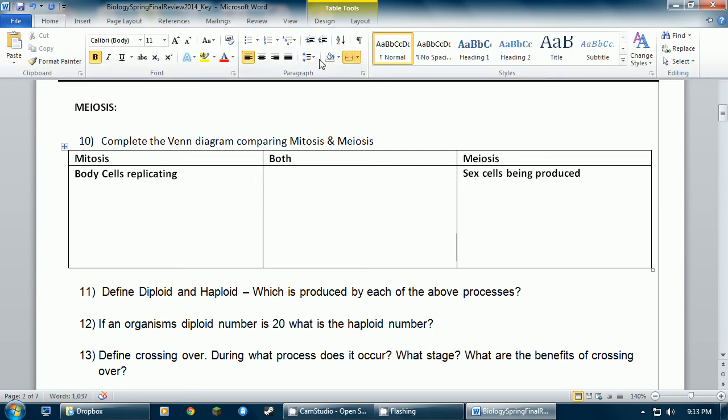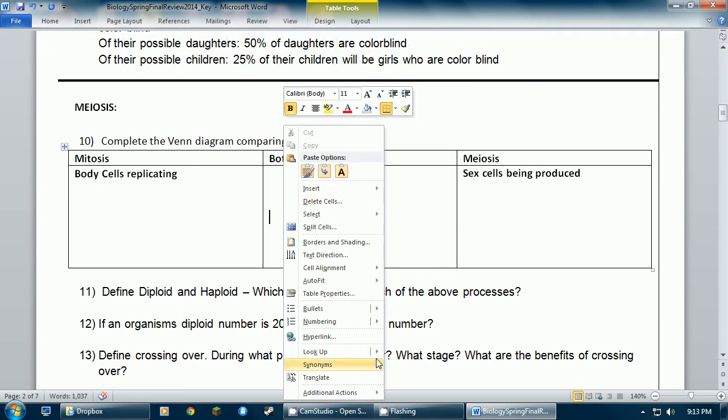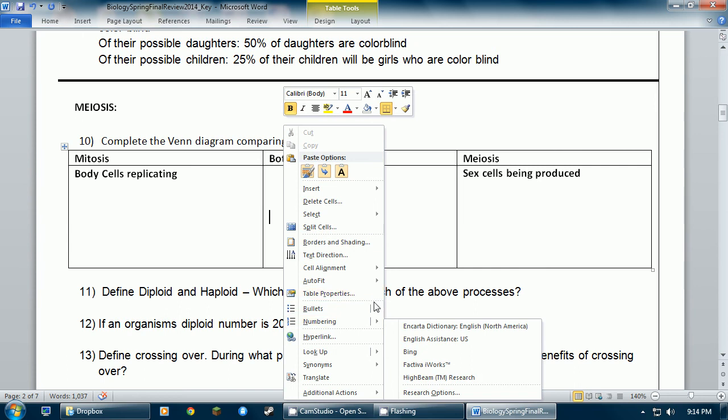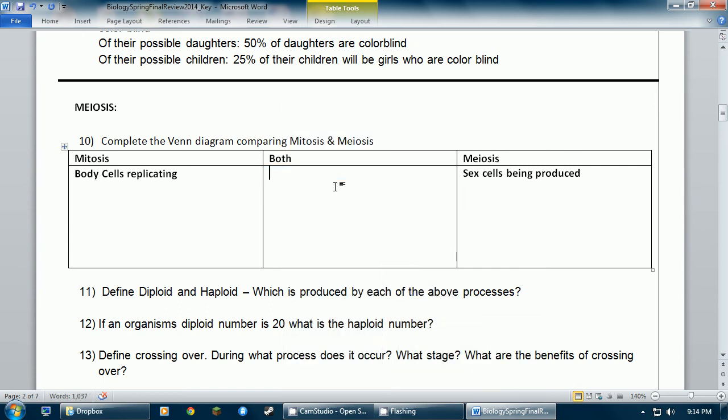So for both, though, they are both involved with replication. So I would definitely put that as the link between those two ideas. Our replication of cells, or our divisions of cells. And technically, it's division of cell nuclei. The cytokinesis step is the division of the actual cell itself. Okay, so mitosis is the body cells replicating.